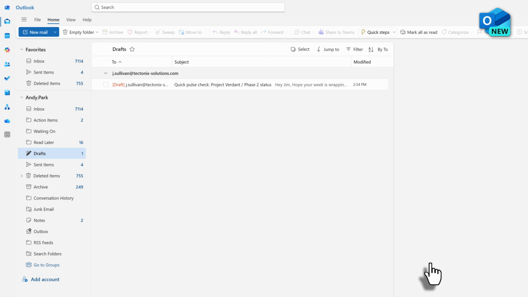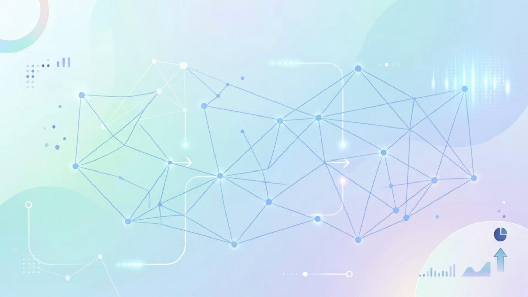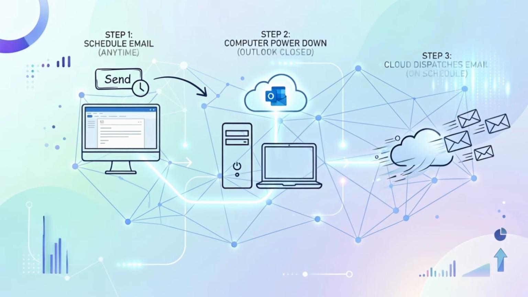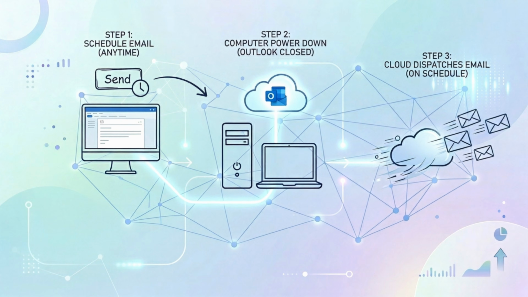Hit send. Now our email is sitting in our drafts box waiting for that date and time to come. And here's the good news with the new version of Outlook. Because it's cloud-based, your computer doesn't need to be on. Even Outlook itself doesn't need to be open. It's going to send the email automatically regardless when the date and the time comes.